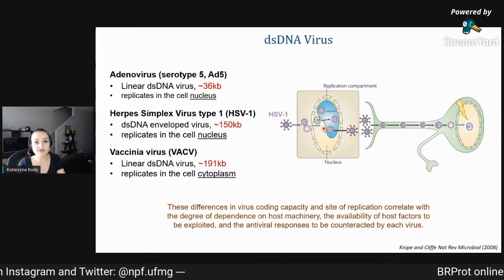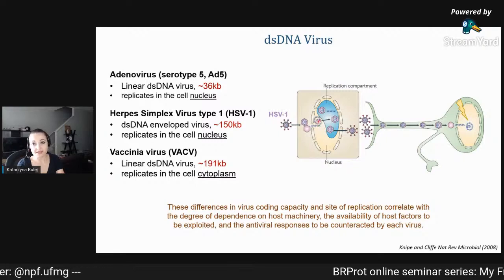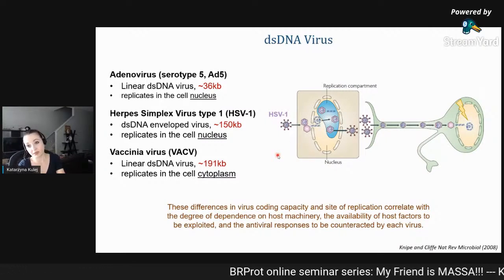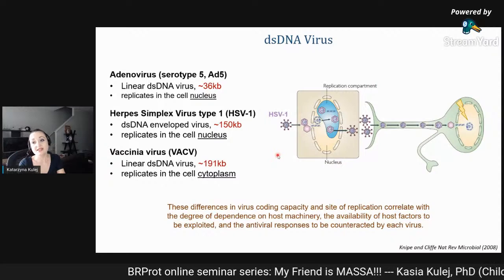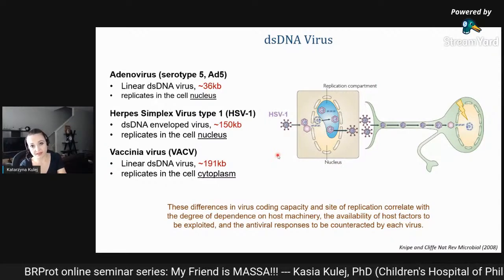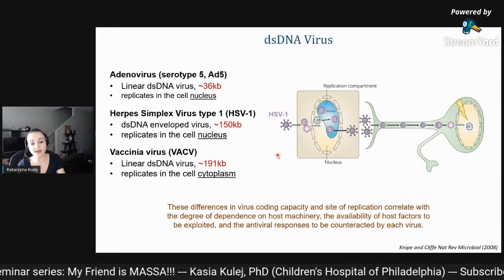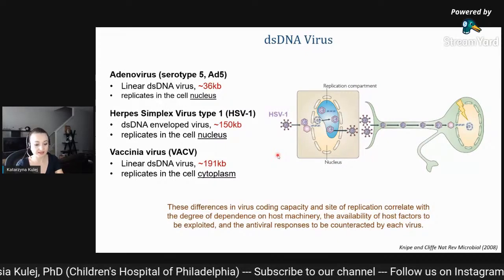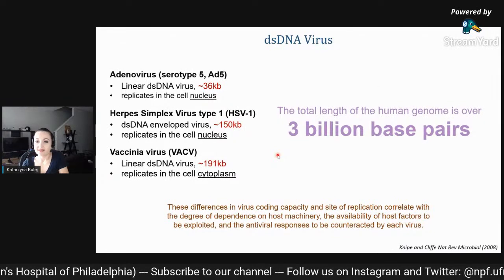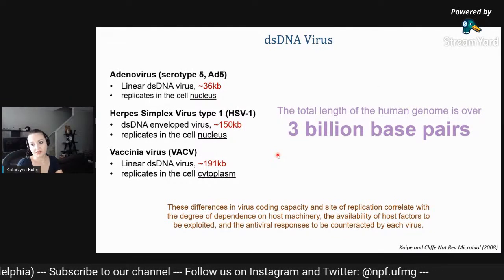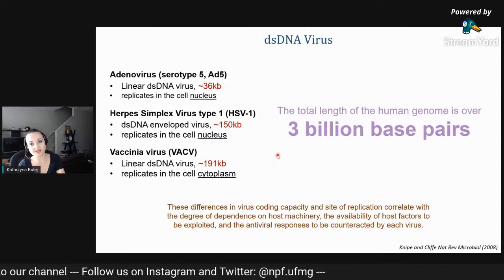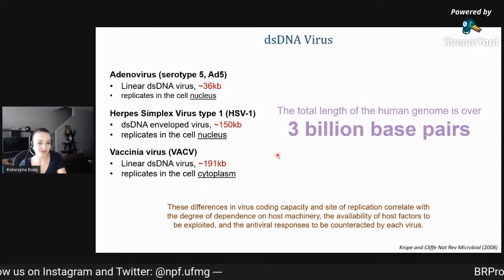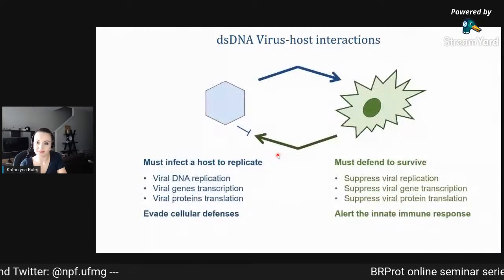The size of the genome of the viruses can define how many proteins they produce. And this, on the other side, defines how dependent or independent they are from the host. In bigger viruses, of course, we would expect bigger independence. And just to compare, the total length of the human genome is over 3 billion base pairs. So you can see how powerful these little guys are.